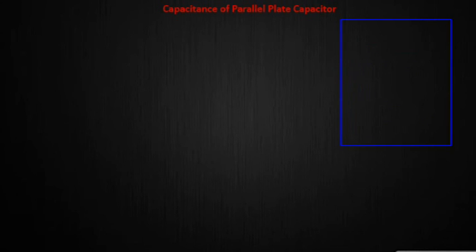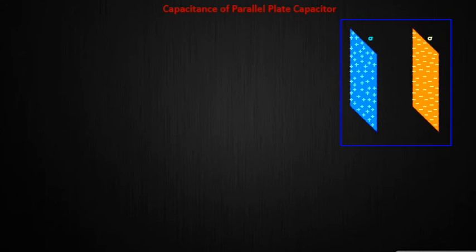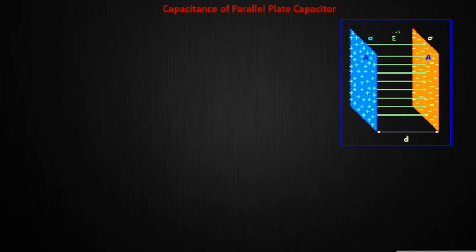The commonly used capacitor is the parallel plate capacitor. A parallel plate capacitor consists of two metal plates having surface charge density sigma and area A. If plus Q charge is given to one plate, minus Q charge is induced on the other plate. These two plates are separated by a distance d. We know that there exists an electric field between these two plates and its value is given by sigma by epsilon naught. Therefore, the electric field between the plates is uniform.